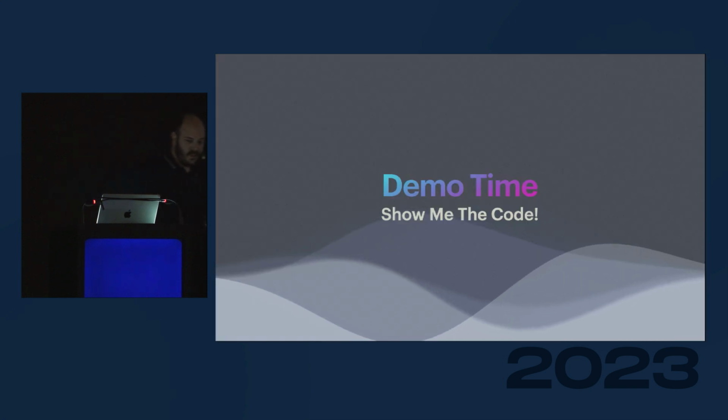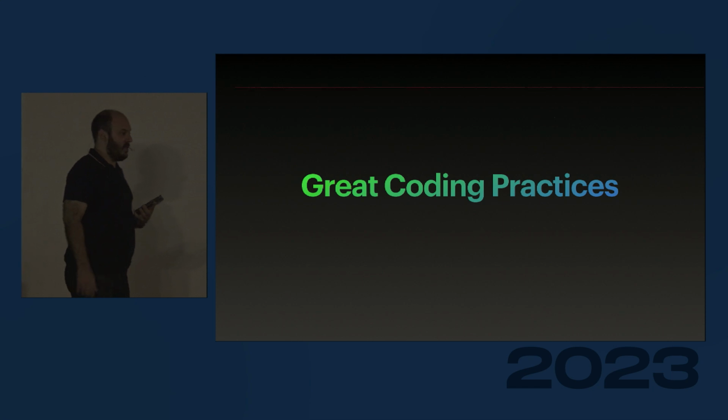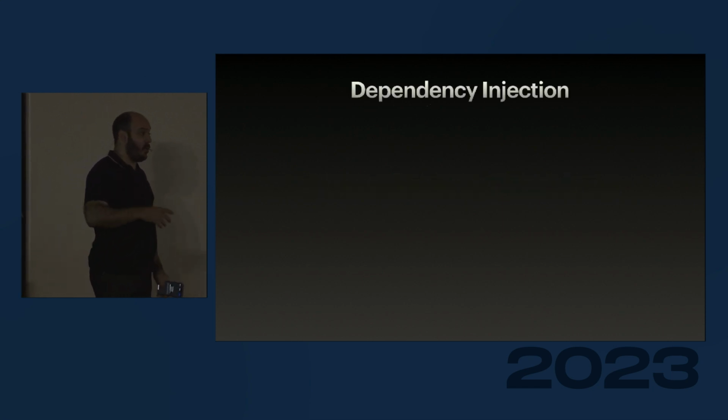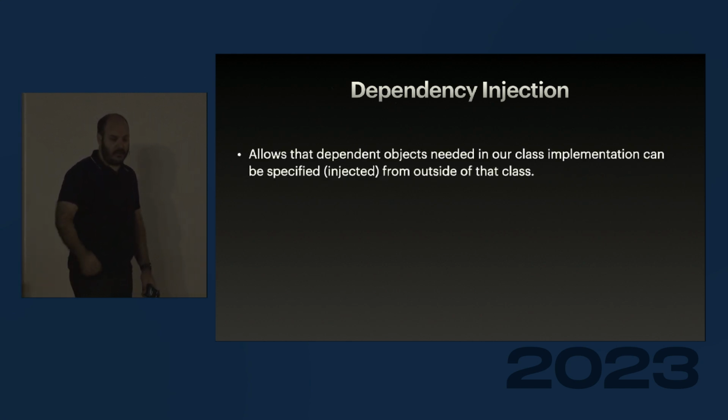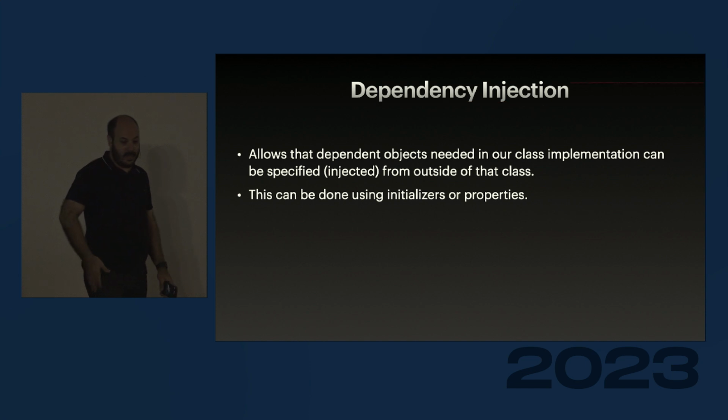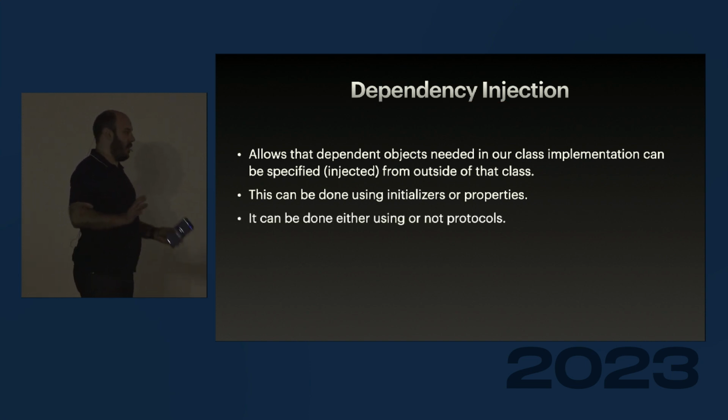Okay, thank you. Sorry. So, great coding practices, because this talk is not just about unit testing, but also great coding practices that you can follow in order to increase your testability and also the reusability of your code, right? So for example, dependency injection is the most recommended that I use, and in simple words it allows you to specify the dependency from outside the implementation, and this can be done using initializers or properties, and it can be done using protocols or not.